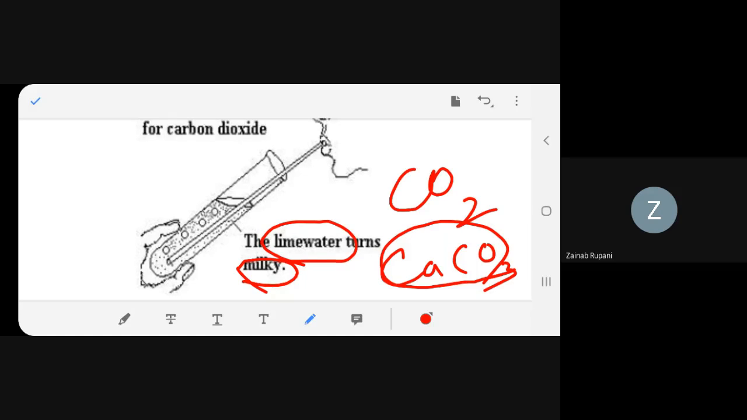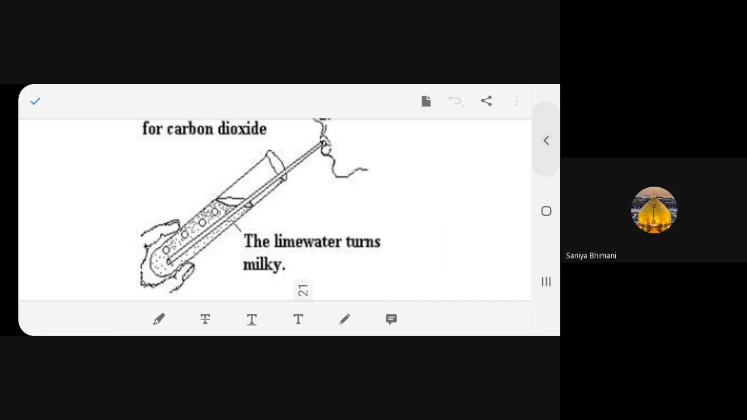Any problem? No. So the gas which is released by the body is carbon dioxide, and that is confirmed by this activity. Okay. Next one.